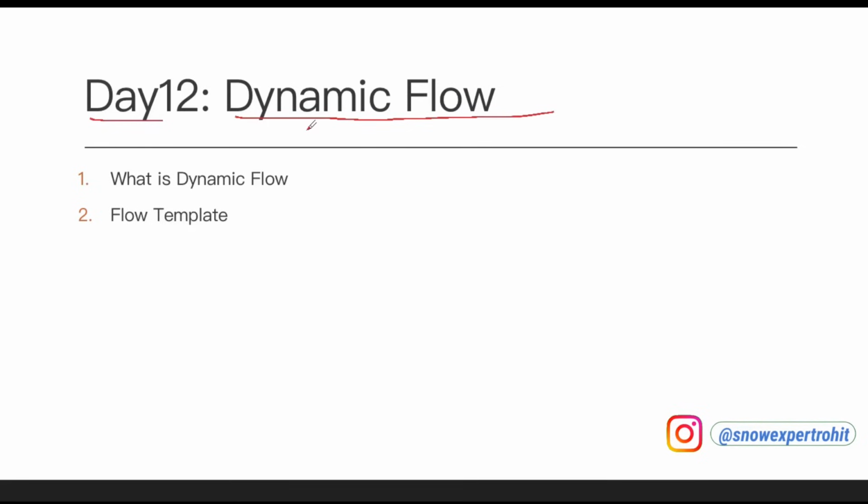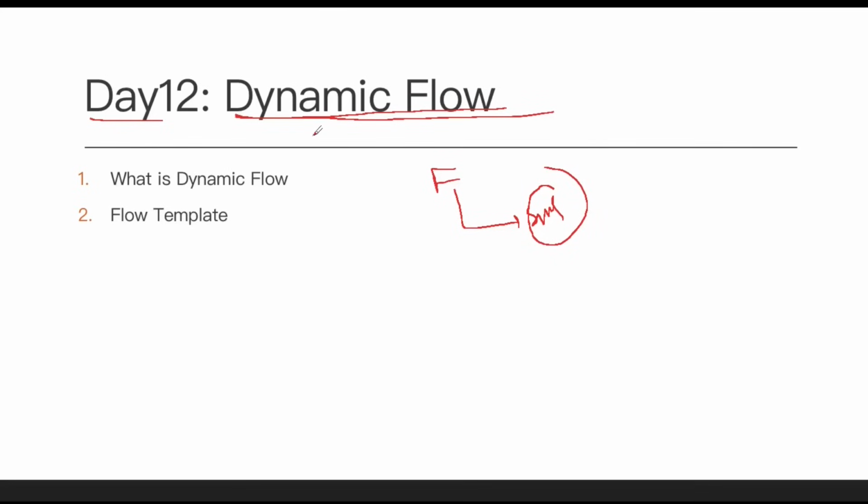So what is the dynamic flow? By seeing this name, you can understand that dynamic flow means that we can pick the flow dynamically. When we create a flow, from the flow we can directly call a subflow, a fixed subflow. But with the help of dynamic flow logic, we can actually call a flow dynamically at runtime. So at runtime, we can decide which flow, this flow or this flow, we should pick based on the situation. That we call the dynamic flow.